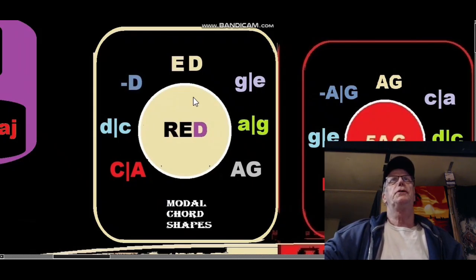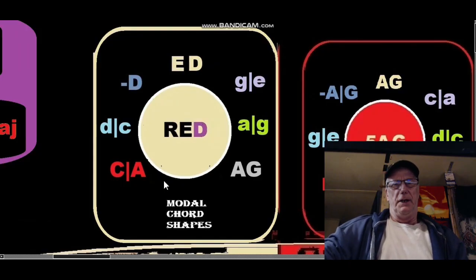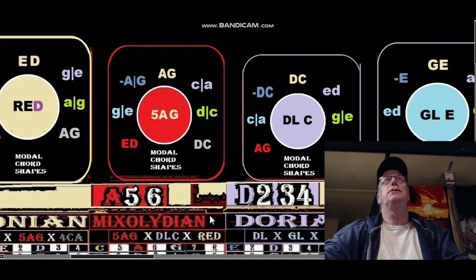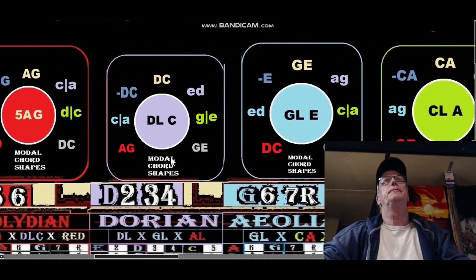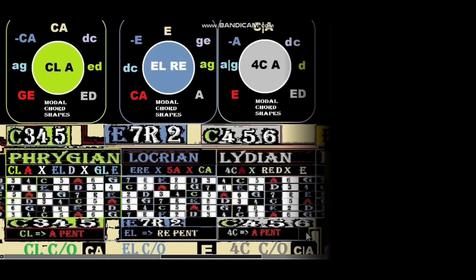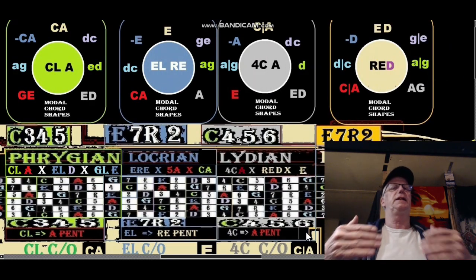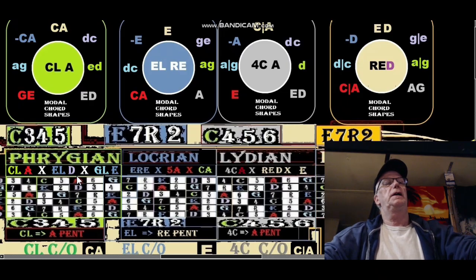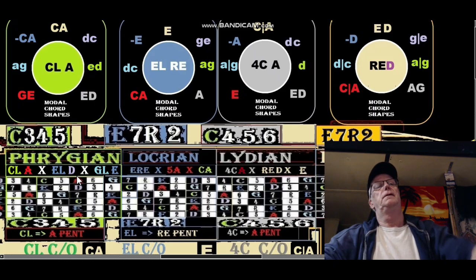This is now the modal circle for the Ionian cage. Modal chord shapes. Each of these circles are modal chord shapes. Take a look at these. This is your Mixolydian circle. This is your Dorian circle. This is your Aeolian circle. The Locrian, Lydian, Phrygian cages. Locrian. Phrygian. And Lydian.